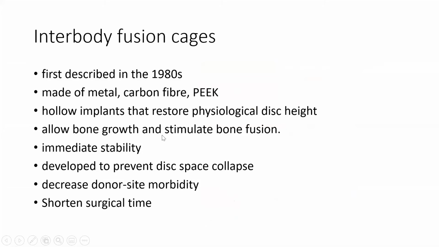The cage allows bone growth, it stimulates fusion, it gives immediate stability. Remember, in the degenerative situation, all your ligaments are intact. It's not like trauma when you have disruption. You've got intact ligaments, and by just stretching those ligaments, it gives a nice press fit. The cage is designed to prevent disc-space collapse from the autograft collapsing. There's obviously less donor site morbidity because you're not taking a big structural piece of crest graft. And it's quicker, it saves time.